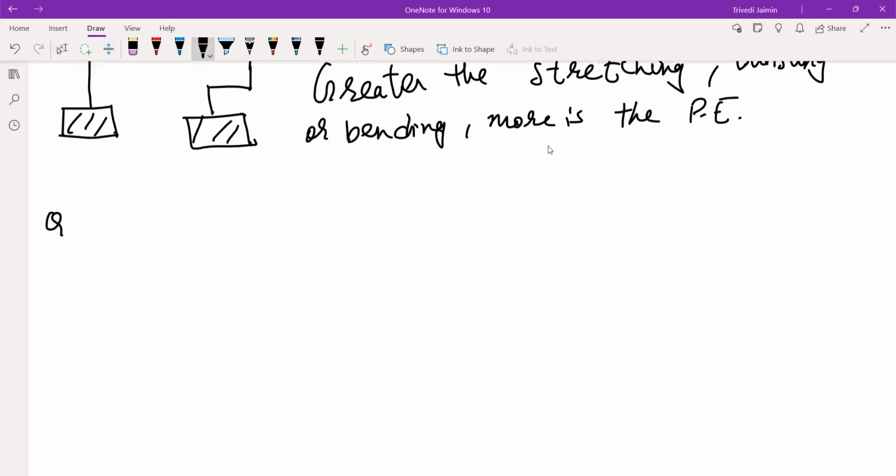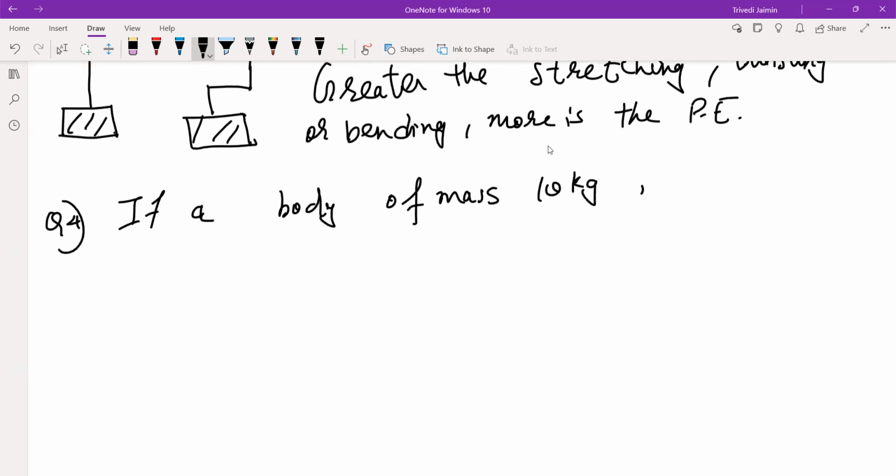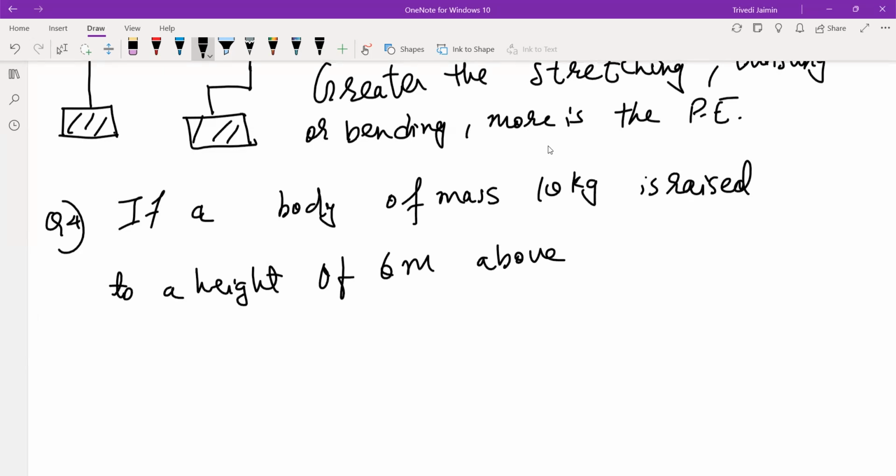Let's start with some easy question. As usual, a standard question you will find in every book. If a body of mass 10 kg is raised to a height of 6 meters above the earth, calculate its potential energy. Someone tell me this answer. The next we can do some NTSC question.